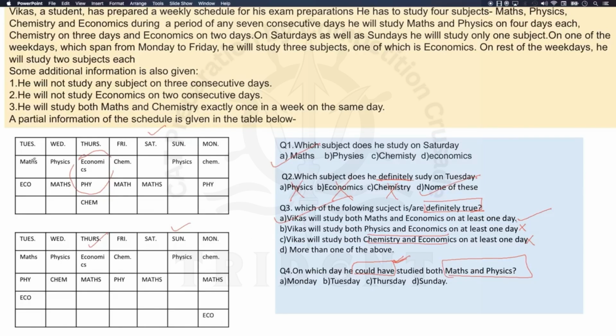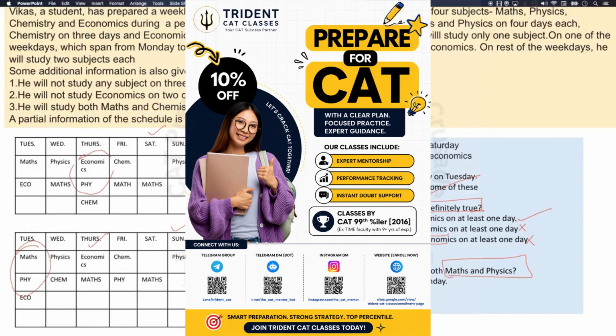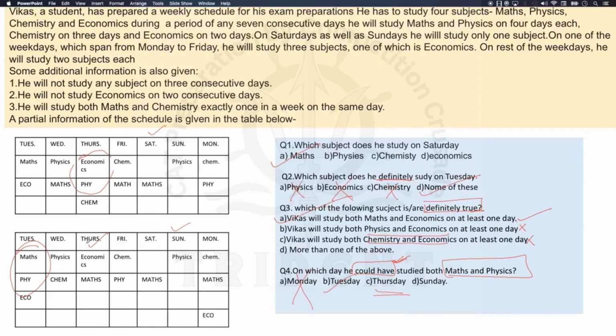So Monday maths and physics, is it okay? Monday maths and physics, no. Monday nowhere it is maths and physics, so gone. Tuesday maths and physics, not over here. Over here it's possible, so Tuesday can be a correct option. Let's check for Thursday. Maths and physics, not over here, not over here, so Thursday also gone. Sunday chemistry and physics, maths, nowhere maths and physics, so the correct option is B.